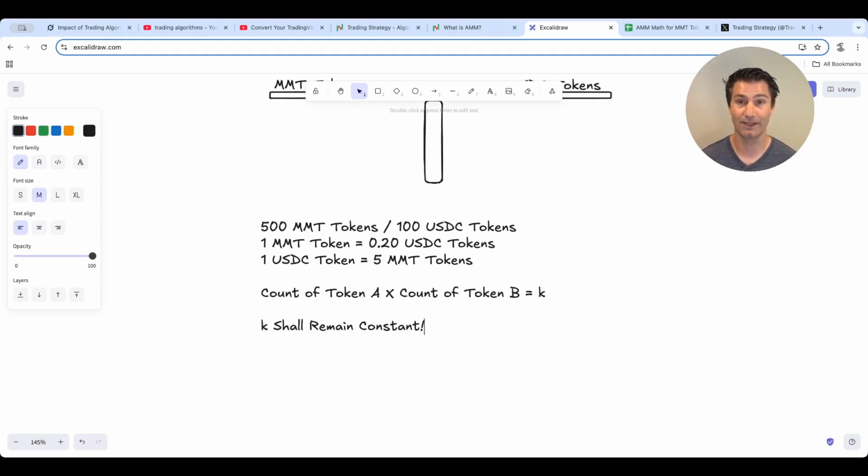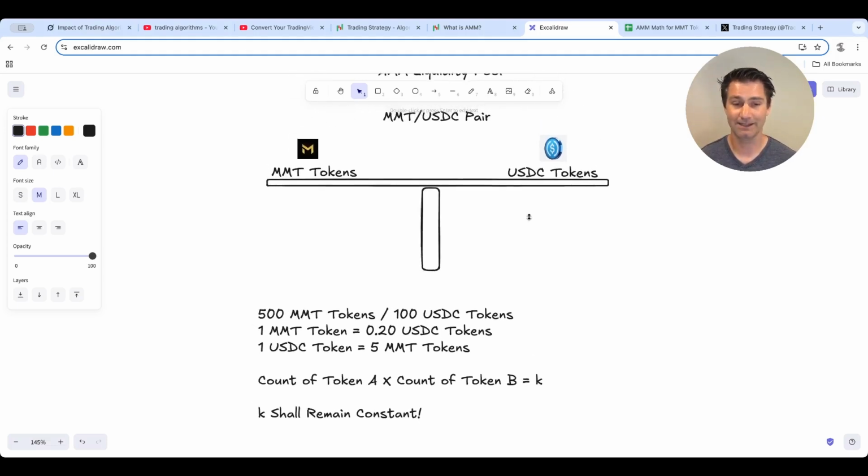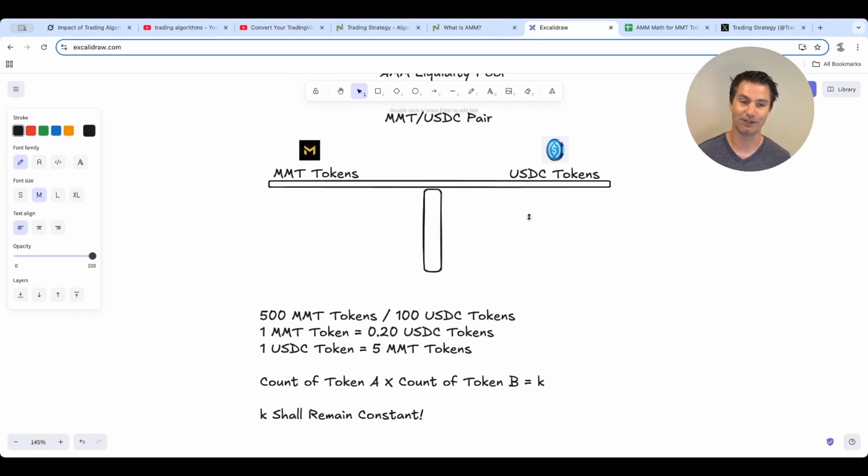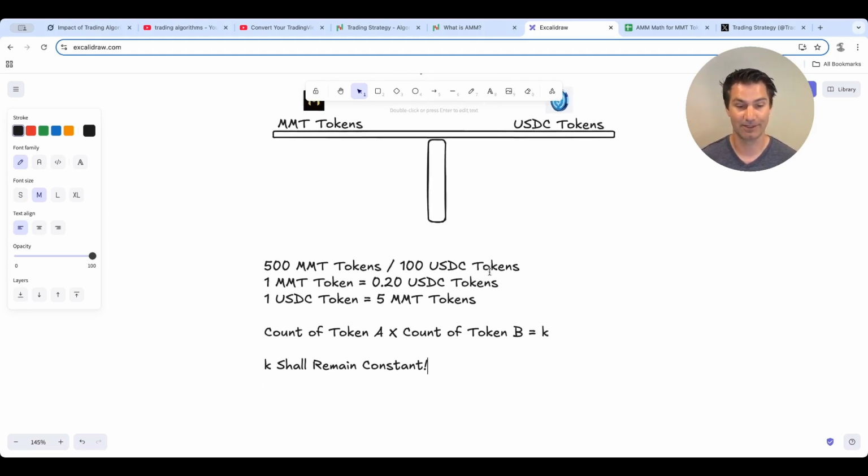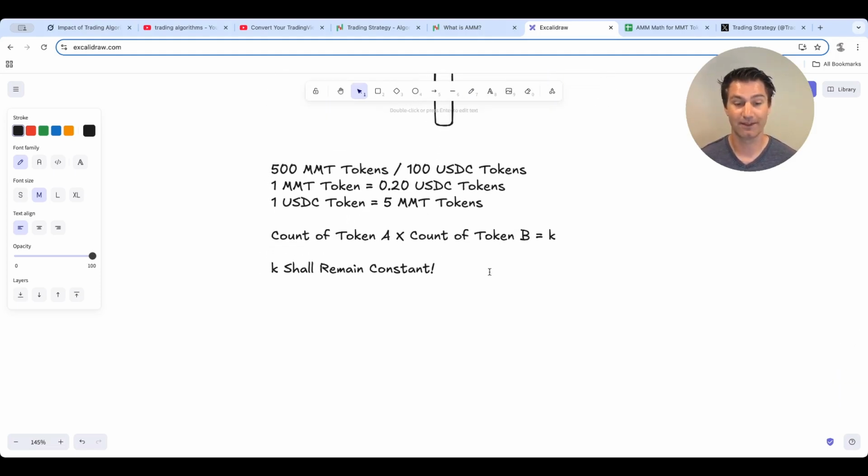So how do we ensure that K remains constant? Remember, it has to be balanced, right? And that's essentially what we're going to do here. Every time you remove MMT tokens, you have to add USDC tokens in order for that balance to remain. And so this formula is going to be deployed to ensure that happens.